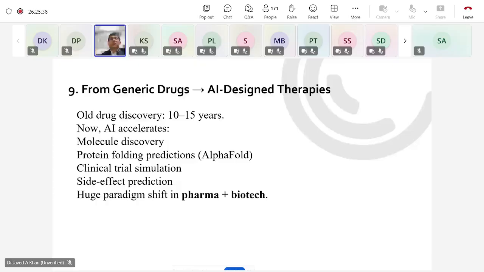From generic drugs to AI designed therapies. Old drug delivery takes 10 to 15 years. Now AI accelerates molecule discovery, protein folding predictions like AlphaFold, clinical trial simulation, and side effect predictions, a huge paradigm shift in pharma and biotech. These are some examples of the paradigm shift from AI and machine learning algorithms in the domain of healthcare.